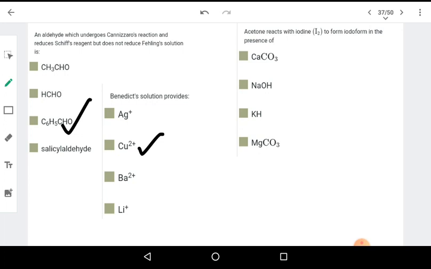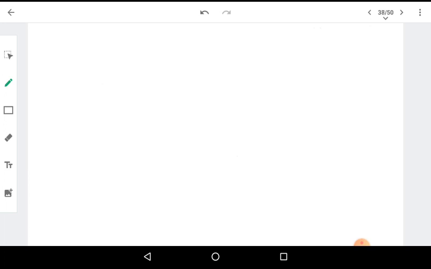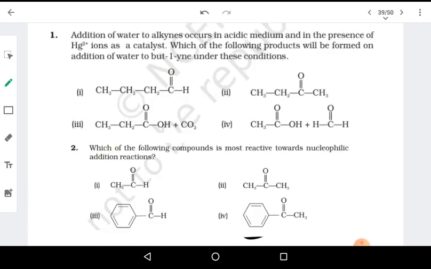Next question. Acetone reacts with iodine to form iodoform in the presence of. You need 3 seconds to answer this question. 1, 2 and 3. The answer is NaOH. These are direct questions. Now there are some questions for you to think.